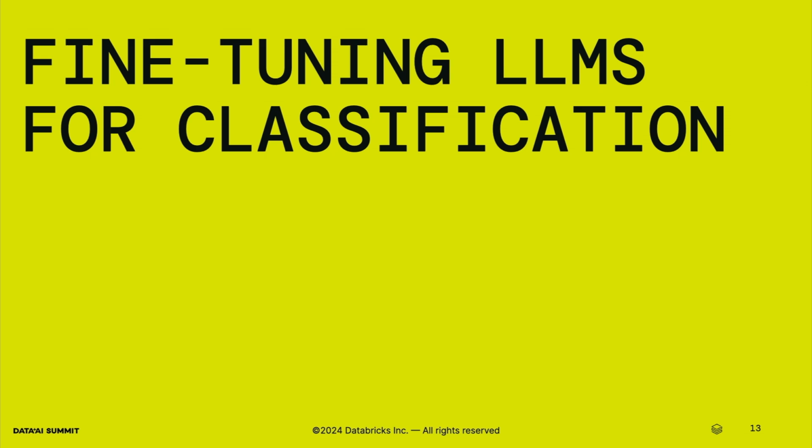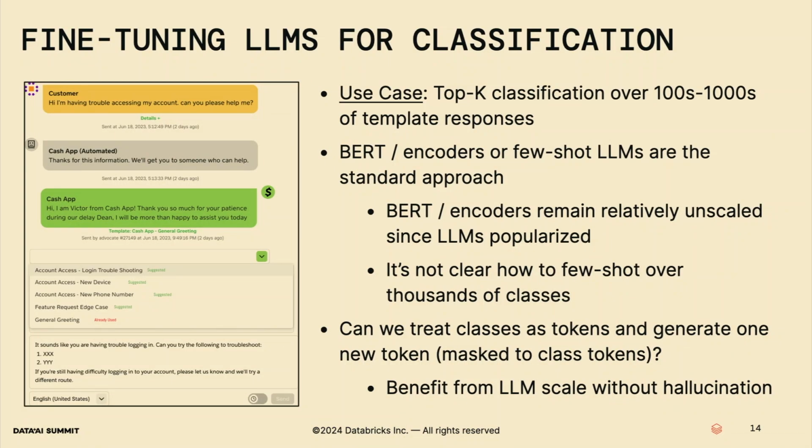All right, so now that we have our pre-trained models, let's talk about some use cases. This is one of the use cases I talked about in the intro. This is a classification use case. When our automated systems aren't able to handle customer issues, we hand over to a human support rep. They'll look at these conversations, and they have basically hundreds to thousands of these template responses. And so this is a very hard retrieval problem for them.